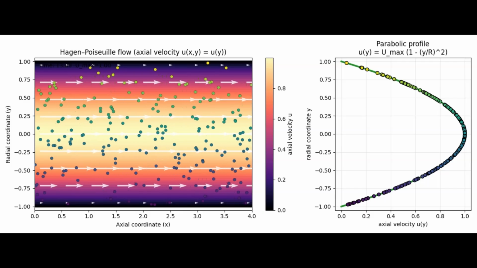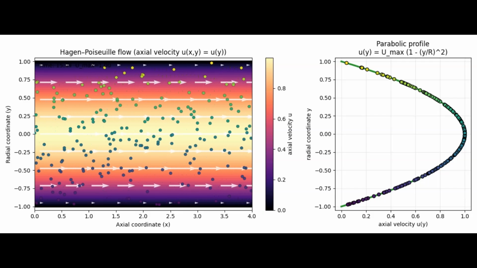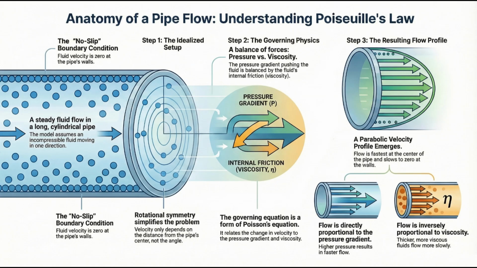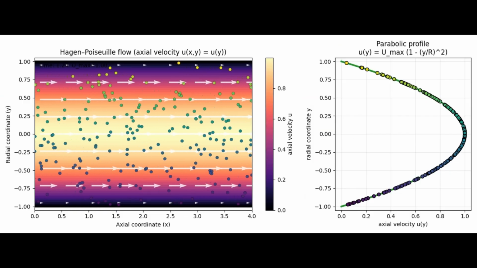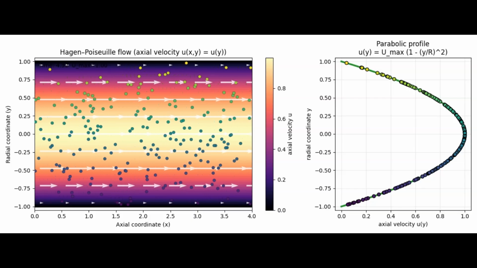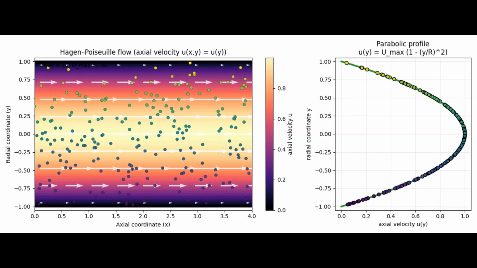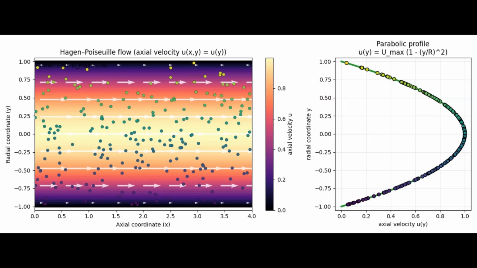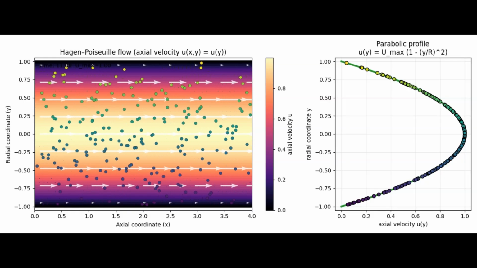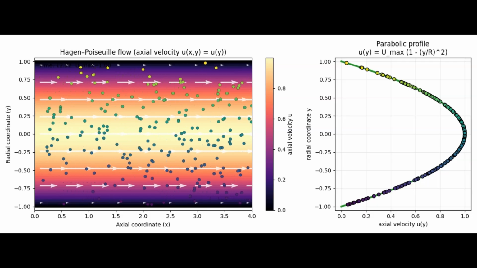First up, the flow is governed by a simple rule called Poisson's equation. It basically tells us that the fluid's movement depends on the pressure that's pushing it versus how sticky or viscous that fluid is. But here's the key part, the absolute rule you have to follow, the no-slip condition. It just means that any fluid touching the pipe wall isn't moving at all. It has zero velocity.